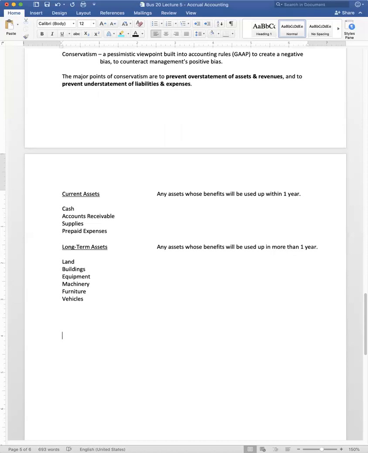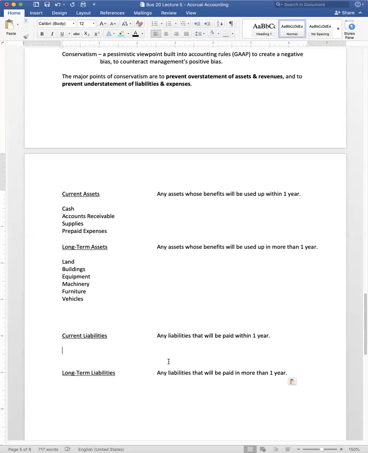Okay, now liabilities are also broken up into the same two categories. We have current liabilities and long-term liabilities. Now, a current asset is an asset whose benefits will be used up within 1 year. So what's a current liability? Well, a current liability is a liability that will be paid within 1 year. Okay. And a long-term liability is a liability that will be fully paid in more than 1 year. So again, we have that 1 year designation. The difference is that instead of benefits, it's when will it be paid.